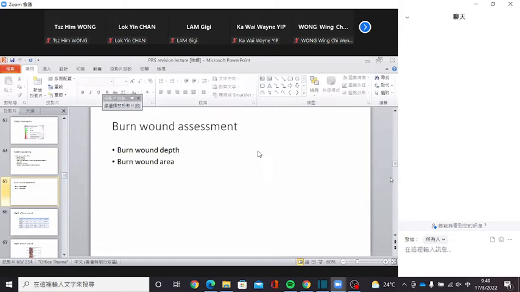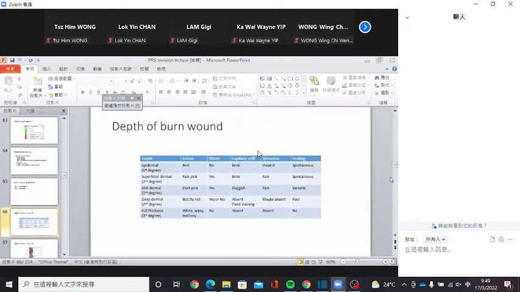Then we will move to burn wound assessment after the airway, breathing, circulation is being secured. We focused on two aspects. The first one is the burn wound depth, and the second one is the burn wound area. So the depth of the burn wound, in old terms, they classify them as first, second, and third degree burns. But nowadays, we seldom use this terminology because it is a very inaccurate description of the burn injury.